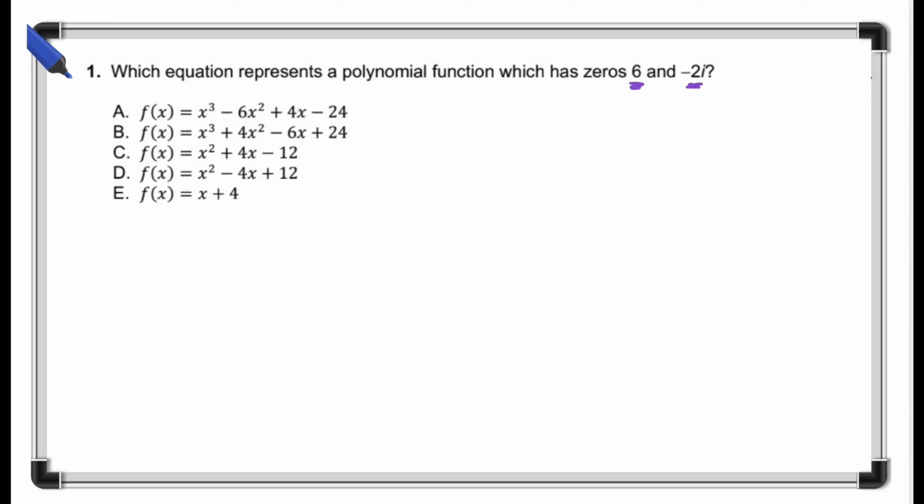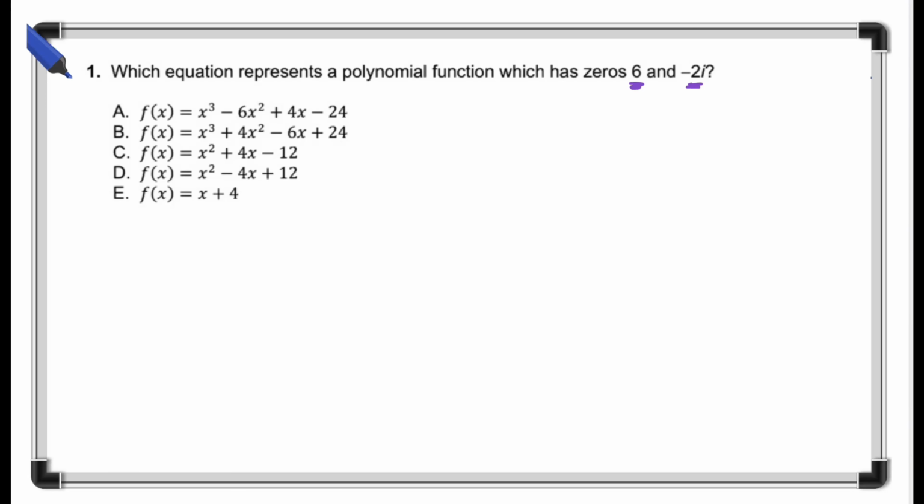Hi everyone, so today we're going to go ahead and review polynomials and rationals. In this question, we're going to go ahead and find which equation represents the polynomial. Now we have some zeros here. We have 1, 6, and then we also have a negative 2i.